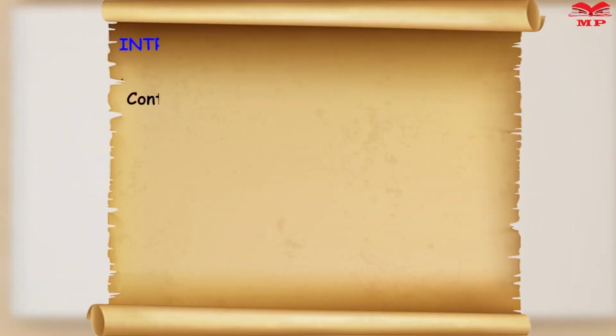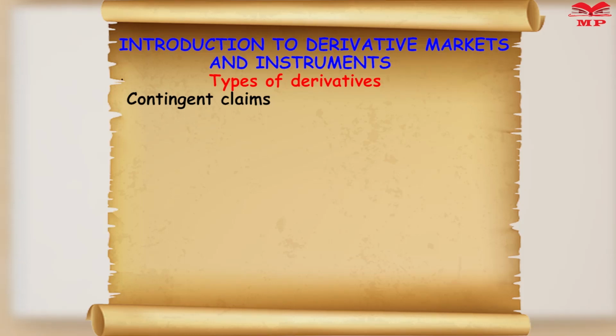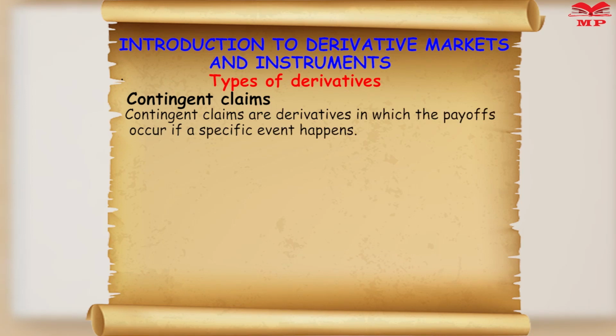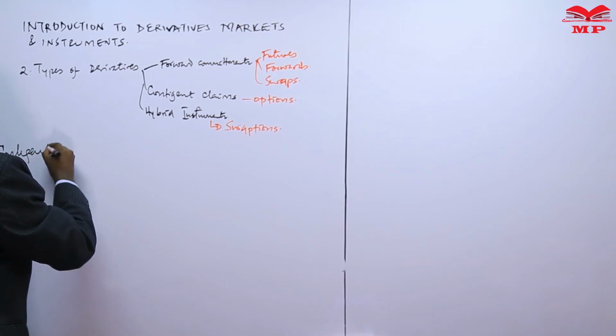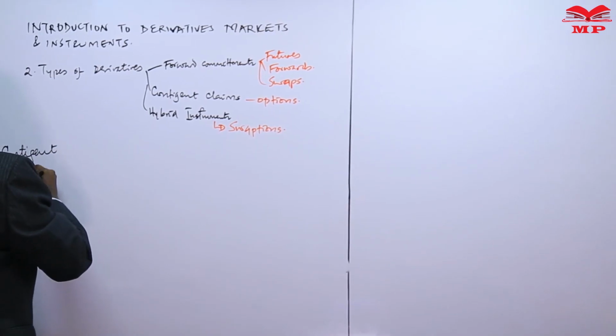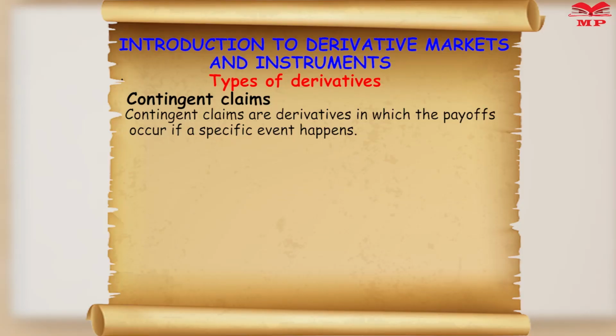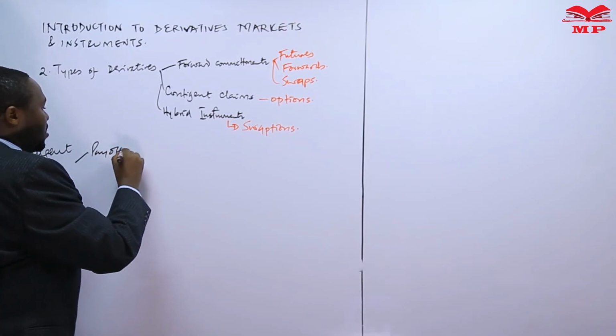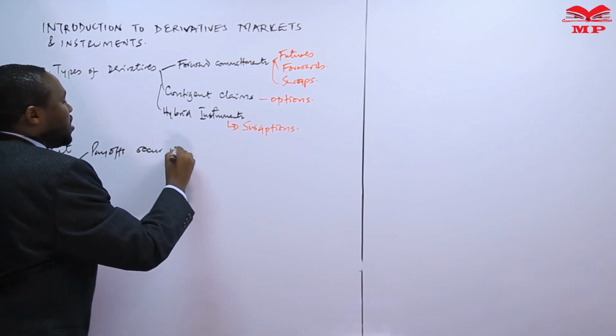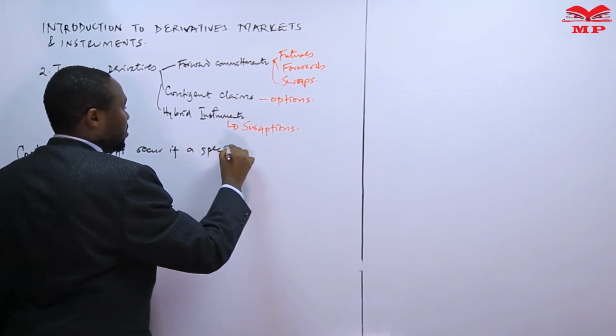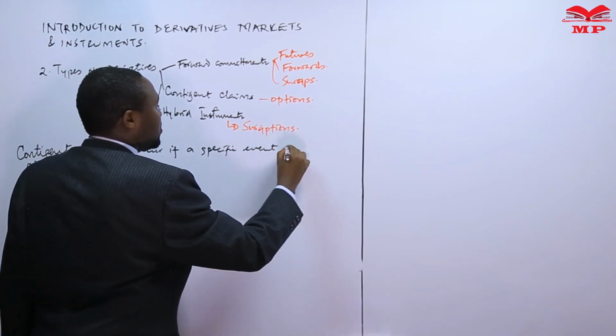Let us look at what we call contingent claims. Contingent claims are derivatives in which the payoffs occur if a specific event happens. So what are contingent claims? We are saying that they are derivatives in which the payoffs occur if a specific event happens.